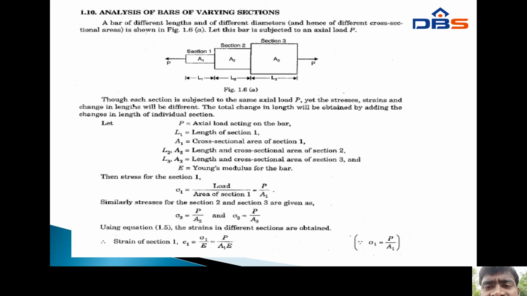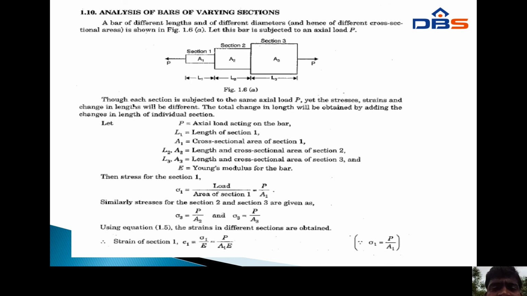The stresses and strains will be different, and the change in length will be different. The total change in length will be obtained by adding the changes in the length of the individual sections.